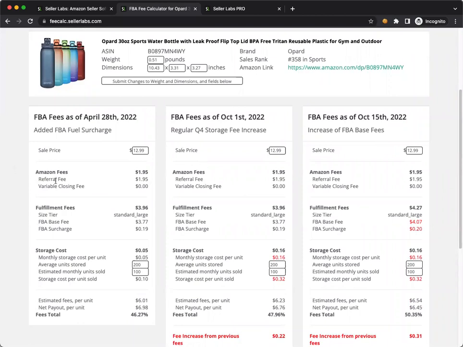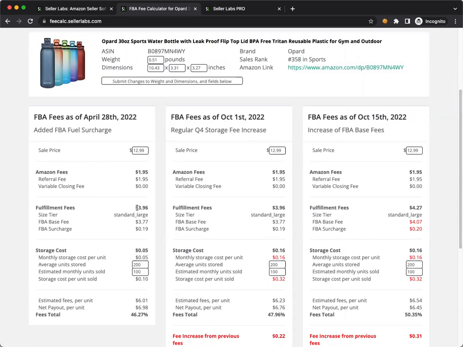So the first group of fees we have here is mainly the referral fee. That's generally like a 15% fee, although that changes depending on what category you're in and a few other variables. So the Amazon fee that pulls in here is based on the sale price. And then the big section here is fulfillment fees.